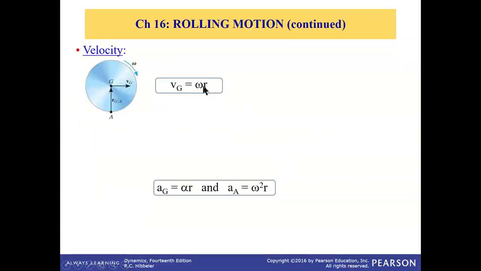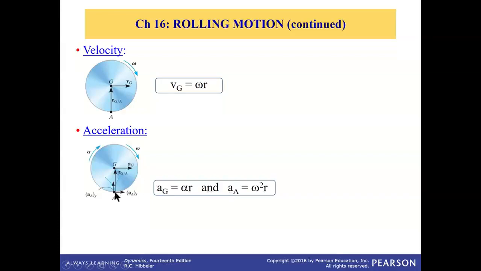So this is the equation. Velocity of the center of mass is omega r, and acceleration is alpha r for G. But the acceleration of point A is omega squared r. And this is again from chapter 16. You can look at the chapter 16 slides if you are interested to know how to derive this equation, but otherwise you can just take it for granted for now. So this is the acceleration of point A.